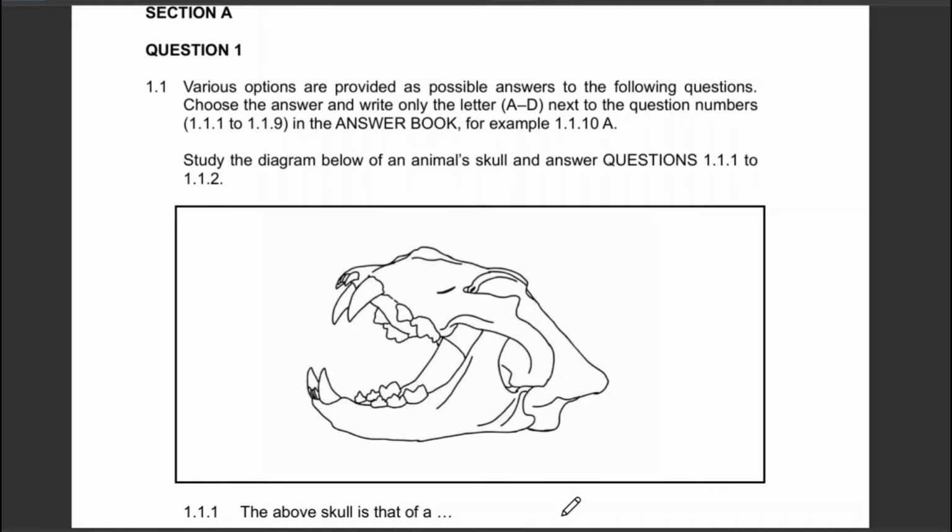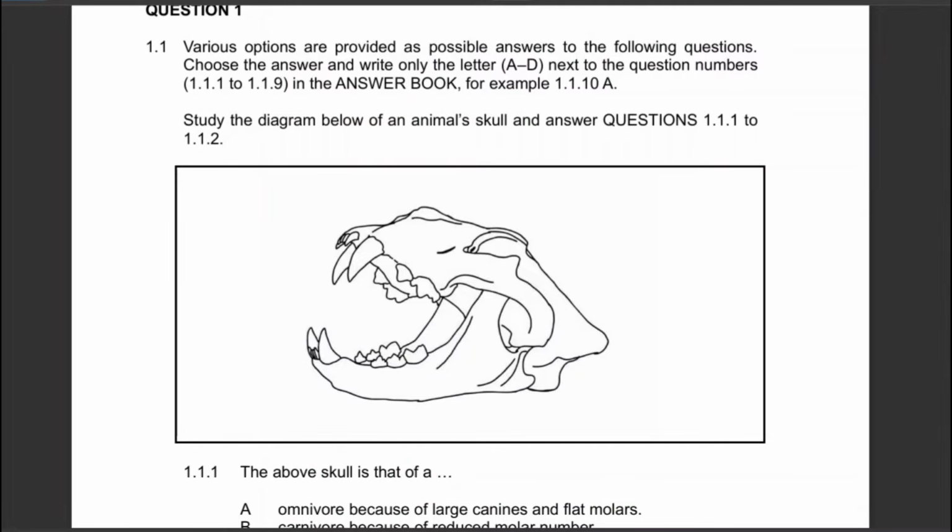In today's video, guys, we'll be answering section A of a previous life sciences question paper. This is from a previous November paper 1. Alright, let's not waste time. Study the diagram below of an animal's skull and answer question 111 and 112.